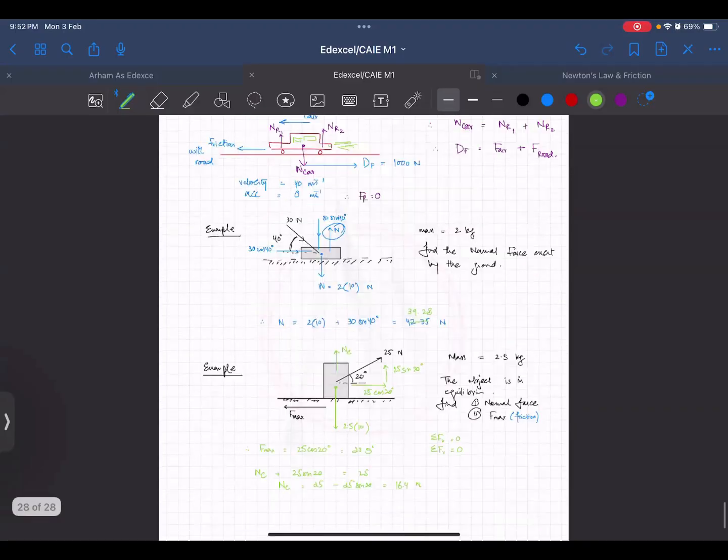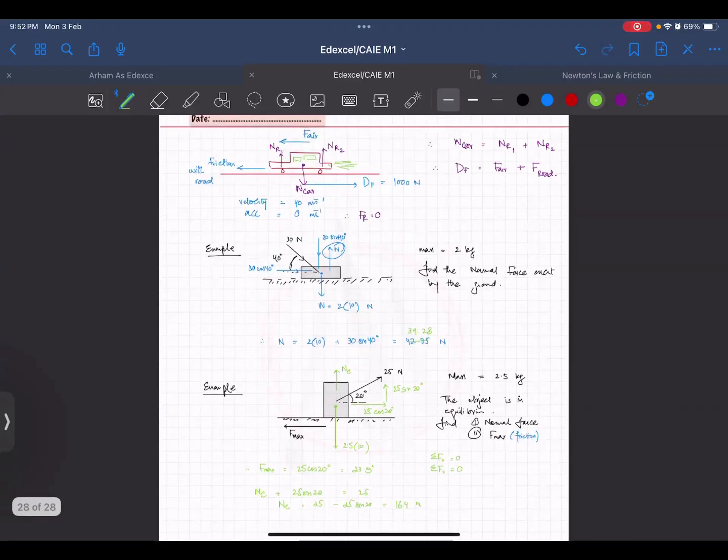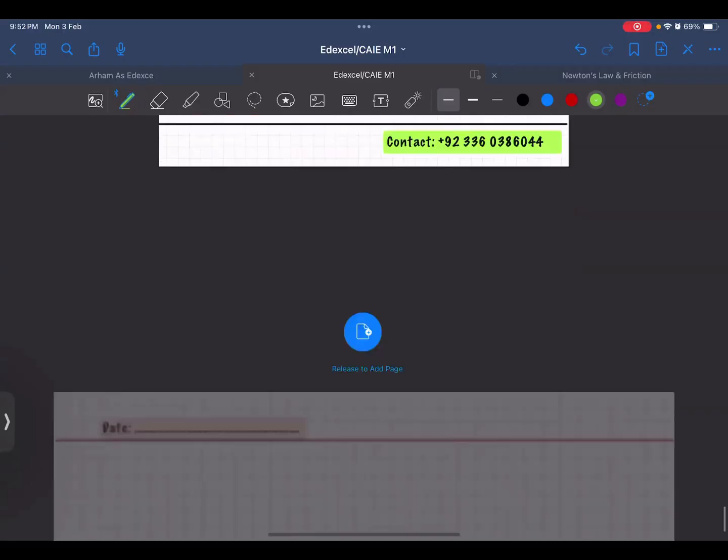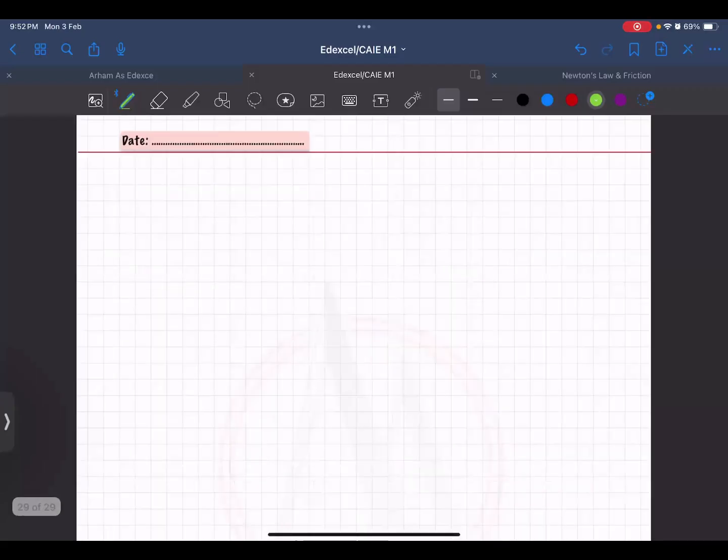Now, these were situations on level ground. Right now, the ground is leveled, horizontal. When you have inclined ground, when you have inclined planes, this becomes more interesting. Inclined planes.